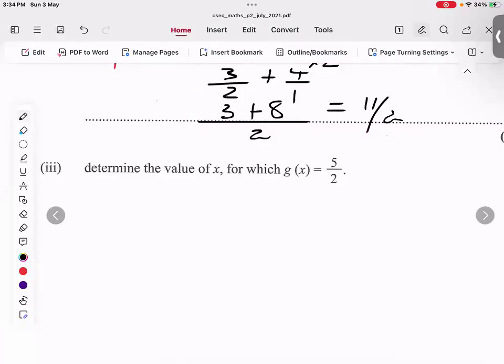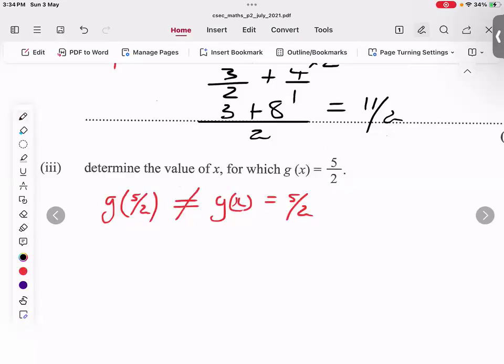Now, yesterday, I warned my students that g of 5 over 2 is not the same thing as g of x equals 5 over 2. I made my students in the face-to-face class alert that CSEC loves to do these things. This is how they catch you off guard and take away 2 points or 3 points. G of 5 over 2 is not the same thing as g of x equal 5 over 2.